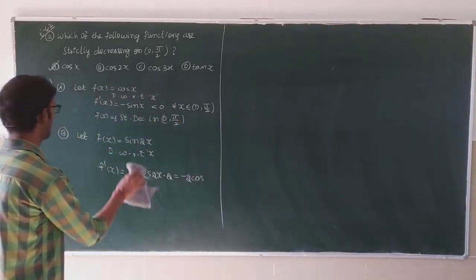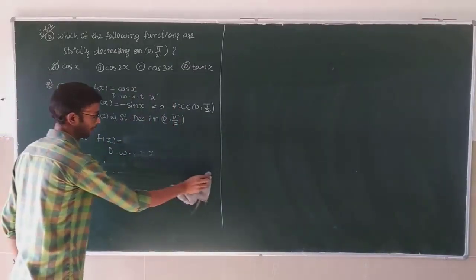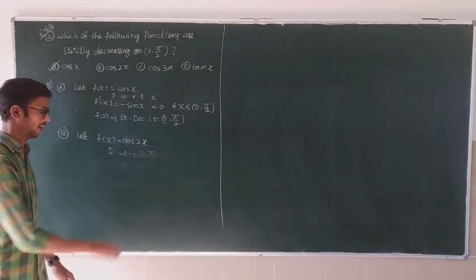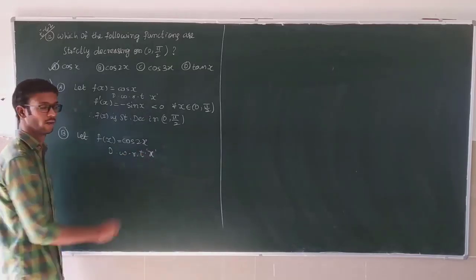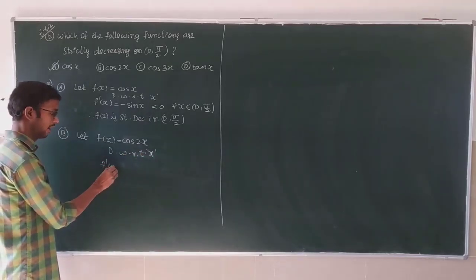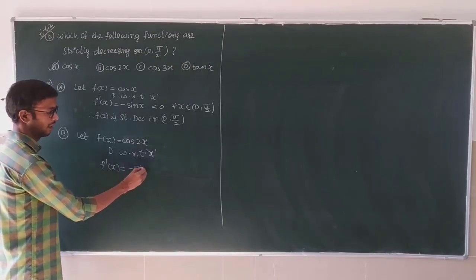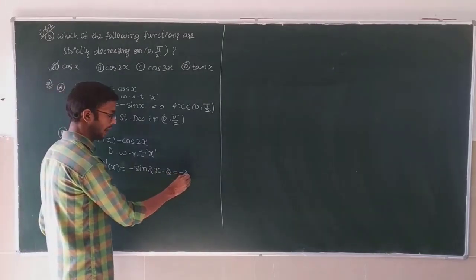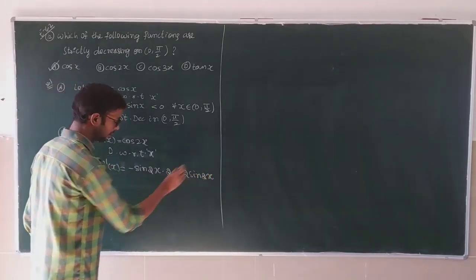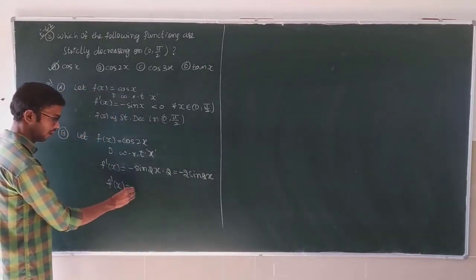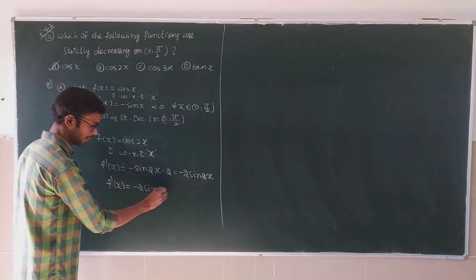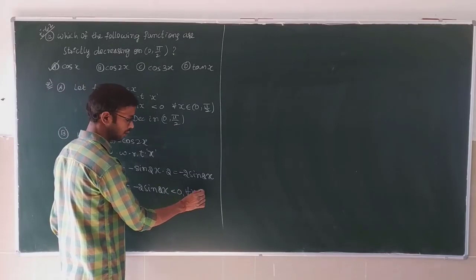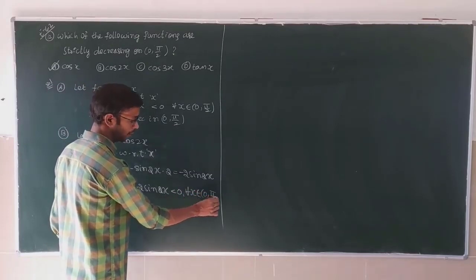The problem is here. F of x is equal to cos 2x, derivative with respect to x. F dash of x is equal to minus sin 2x into 2. The derivative of 2x is 2, so it is equal to minus 2 sin 2x. F dash of x is equal to minus 2 sin 2x, which is less than 0 for every x belonging to 0 comma pi by 2.